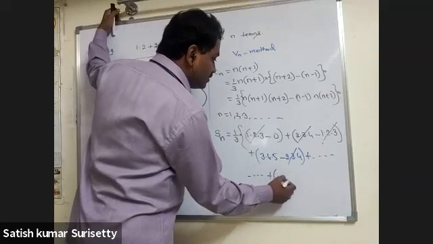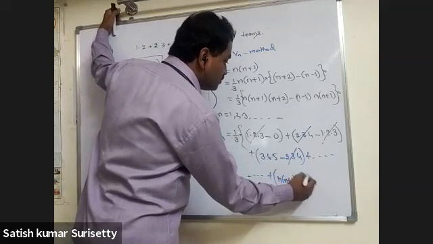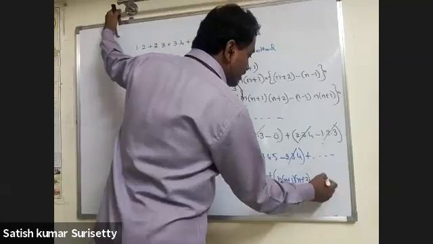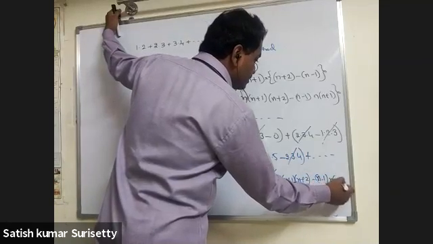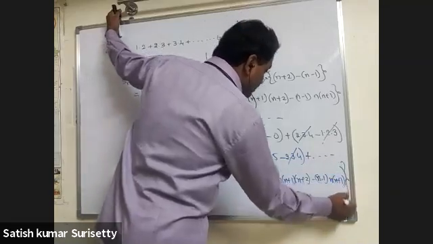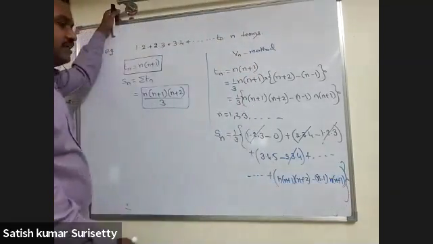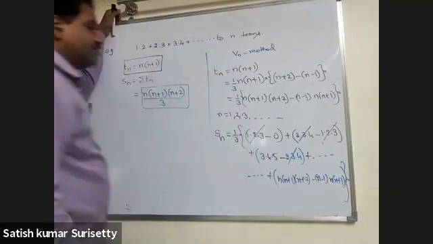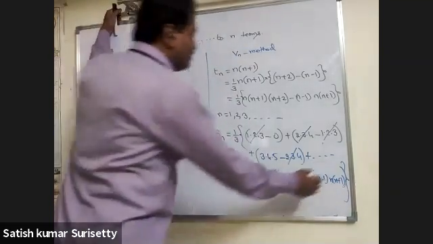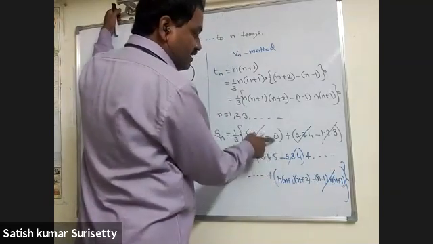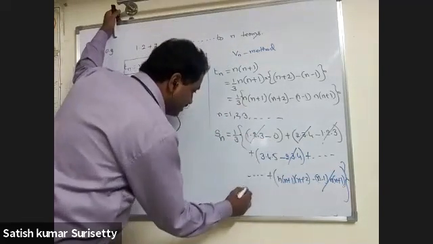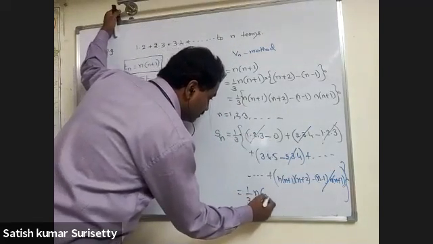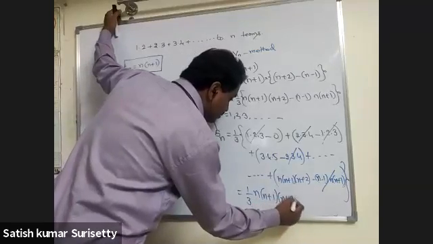so n into n plus 1 into n plus 2 minus n minus 1 into n into n plus 1. Now when I consider all the terms, in these two terms also one term will get cancelled and only one term will be left out. The second one will get cancelled and this is left out, and here also 0 is left out. So the answer is again 1 by 3 into n into n plus 1 into n plus 2.